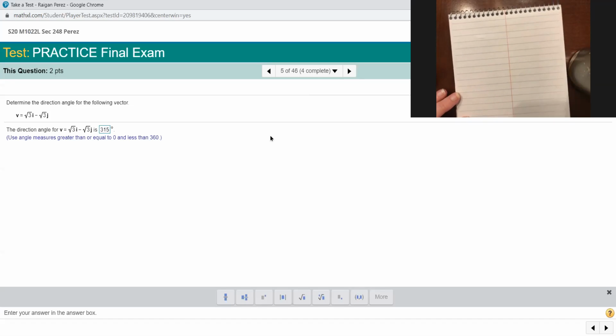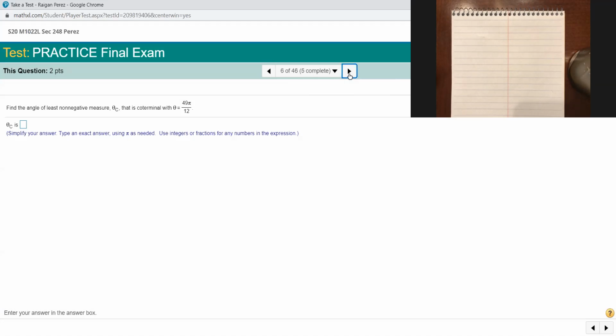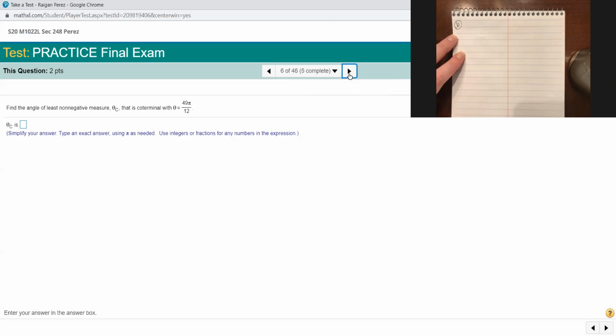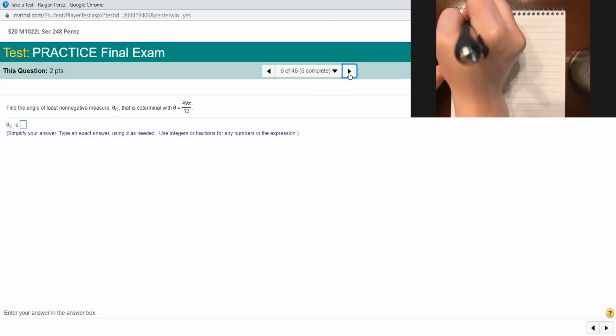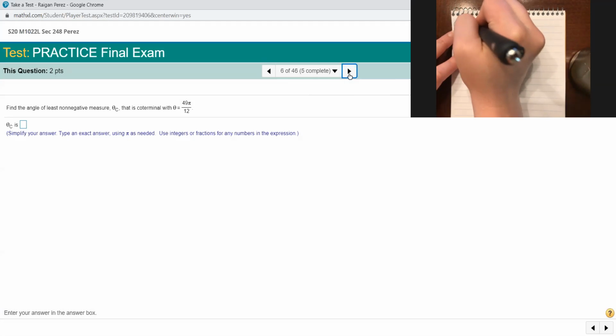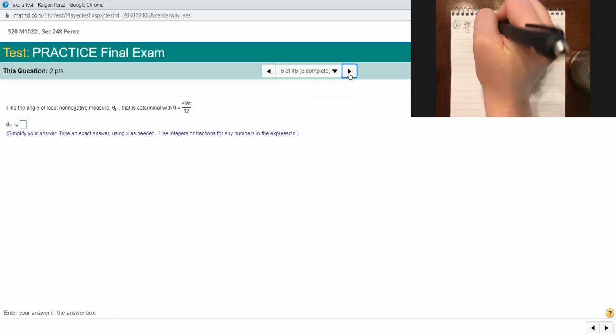All right, doing good so far. Number 6. Find the angle of least, which is coterminal. So remember, for when we're doing coterminal, if it's negative, you would add 2 pi until you got a positive angle. Here, we're going to subtract 2 pi as much as we can. So I have 49 pi over 12. So 2 pi would be subtracting 24. So 49 minus 24 is 25 pi over 12.